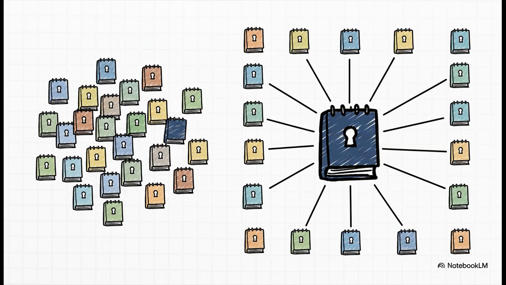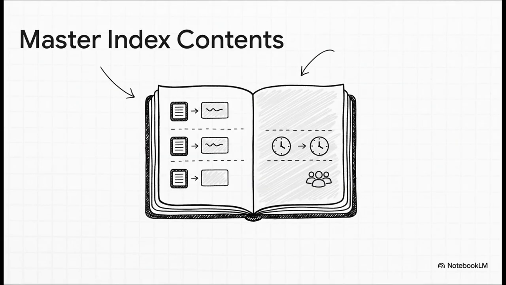All right. Here's a pro tip for when you start getting serious about this. Once you hit, say, 20 or more notebooks, it's time to level up and create a master index. Think of it like a table of contents for your entire NotebookLM world. It's just one special notebook that keeps track of all the others. What does this master index do?